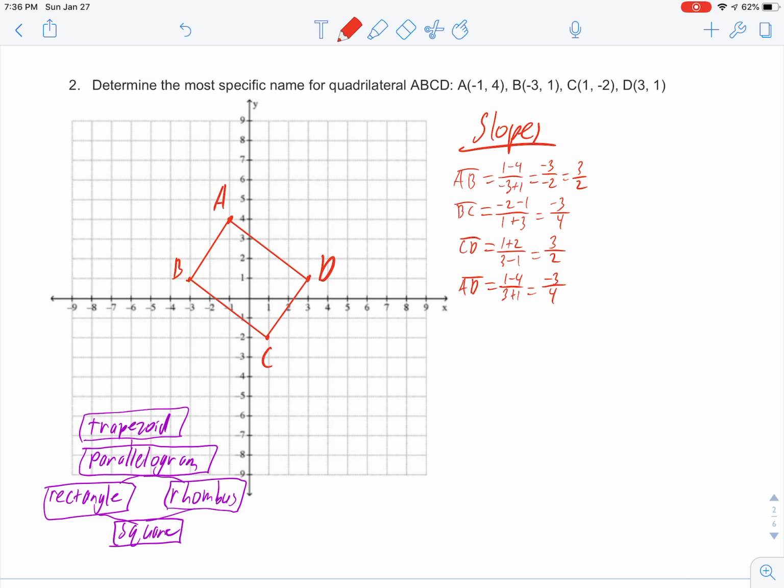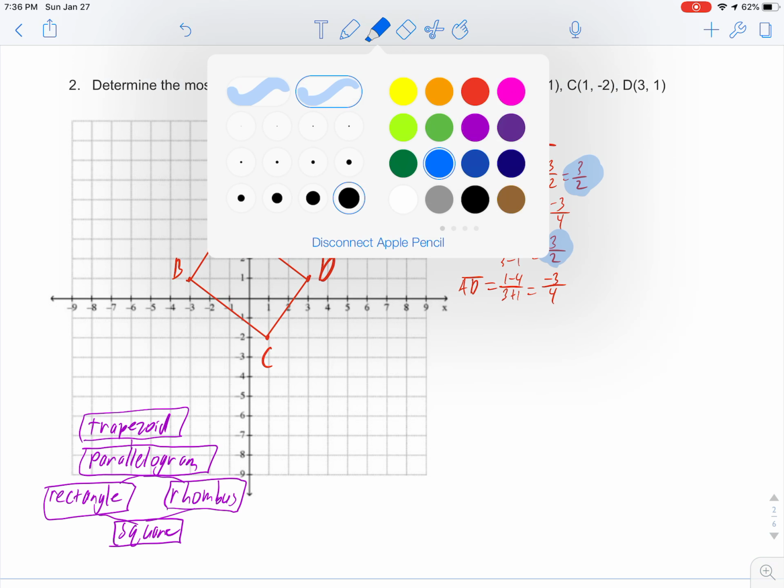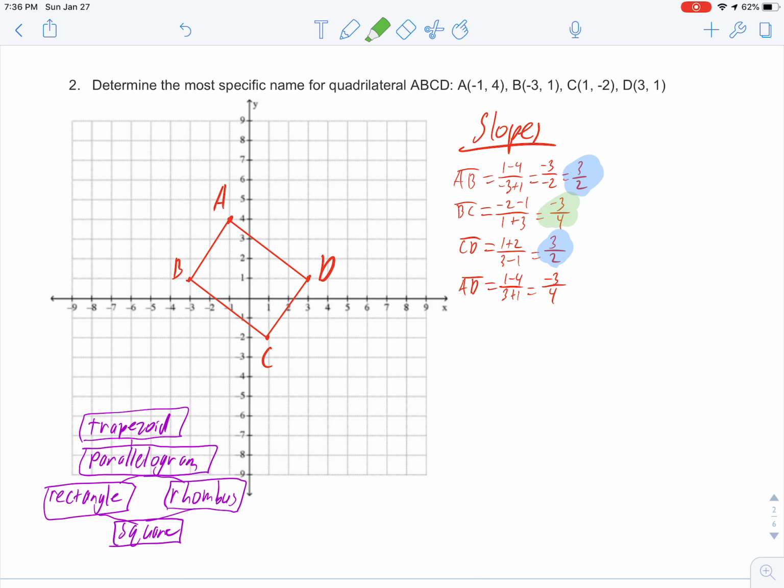Now we're going to take a look at number 2 here. So I've already calculated the slopes, and the first thing I notice is that the slope of AB and the slope of CD are the same. And I also notice that the slope of BC and AD are also the same. So that tells me that this thing is at least a parallelogram. So it's not a trapezoid. It is potentially a parallelogram, but now we need to check to see if it's anything more than that.